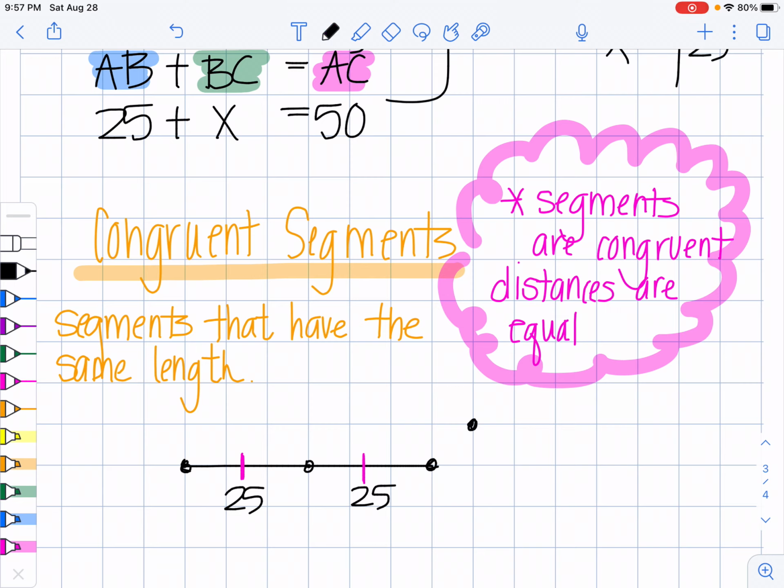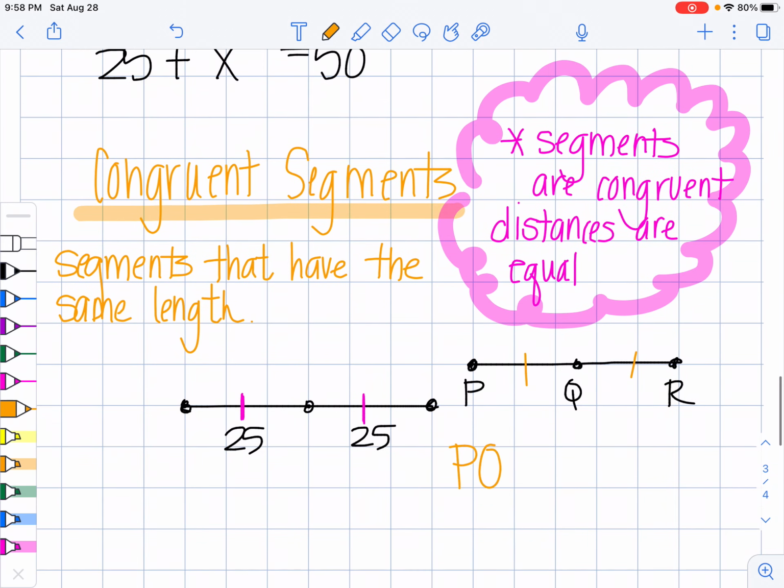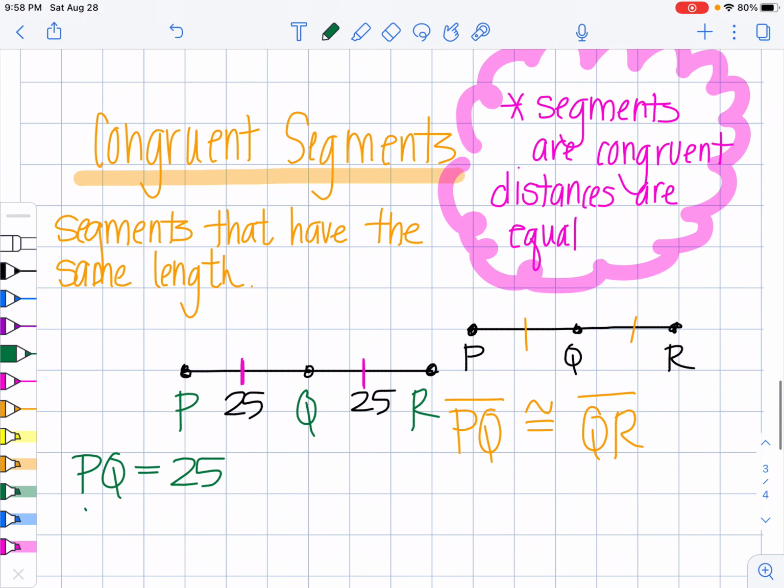So if I didn't have a length to write, and I just had P, Q, and R, I can say that PQ is congruent to QR. And I would write this out like this. PQ is congruent to QR. Okay, if I'm looking over here, and we still called this P, Q, and R, we know that PQ, the length, is 25, and QR, my length, is 25.